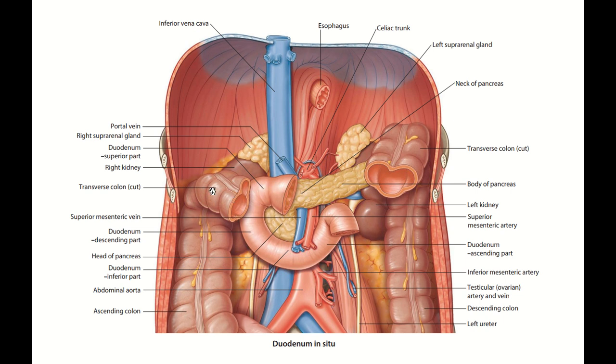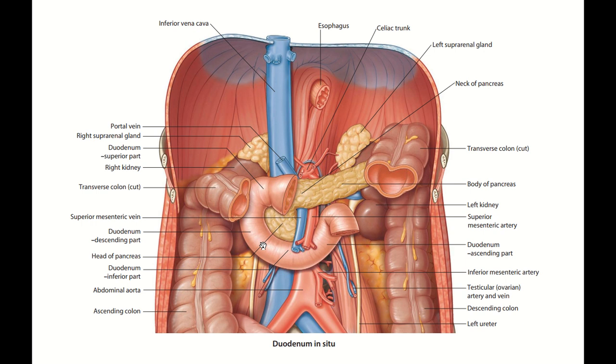Then anteriorly, you're going to have the transverse colon and its mesocolon as well. And then medially, you're going to have the head of your pancreas. Then laterally, you're going to have the ascending colon together with the hepatic colic flexure. They're going to be lateral. Good. So the second part is about 8 centimeters long.